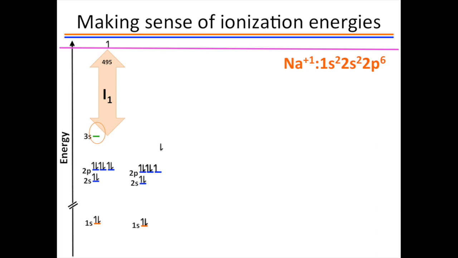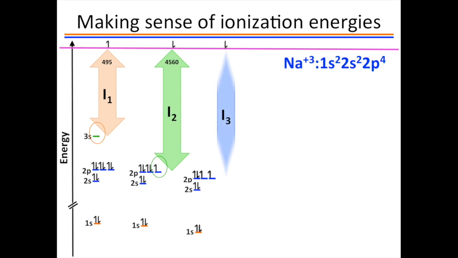Let's remove the second electron from the 2p orbital and make the sodium 2+ ion. The second ionization energy is much greater than the first because we removed an electron from the second shell. This means that the second ionization energy is going to be larger than the first ionization energy. When we removed the second electron, we reduced electron-electron repulsions. Now let's remove the third electron to make a sodium 3+ ion. We see that I3 is once again larger than I2.